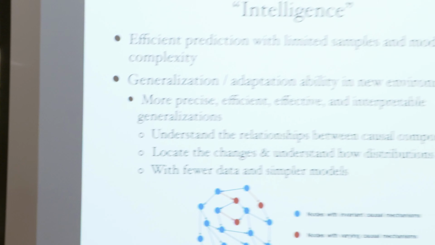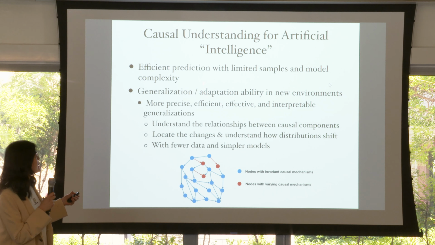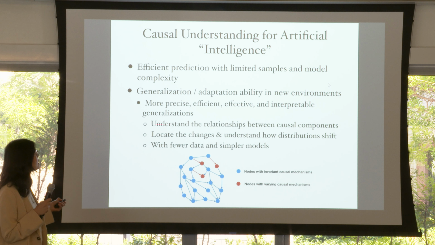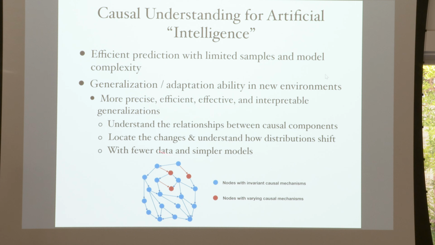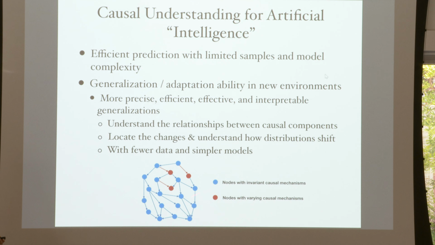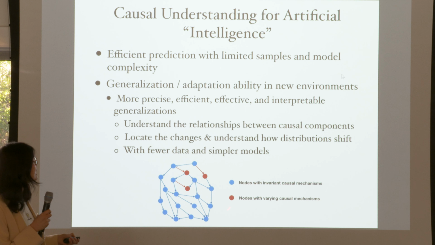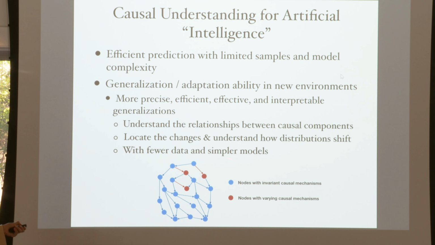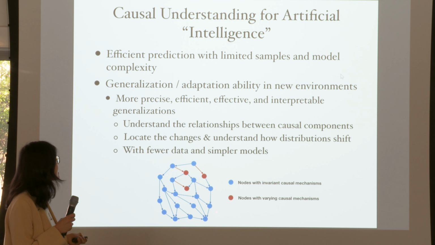And furthermore, causality is essential for improving generalization and adaptation ability in new environments. It can provide us more precise, efficient, effective, and interpretable generalizations. Let's take this as an example. Suppose this is a causal structure, and the blue nodes represent invariant causal mechanisms, and the red nodes represent varying causal mechanisms.